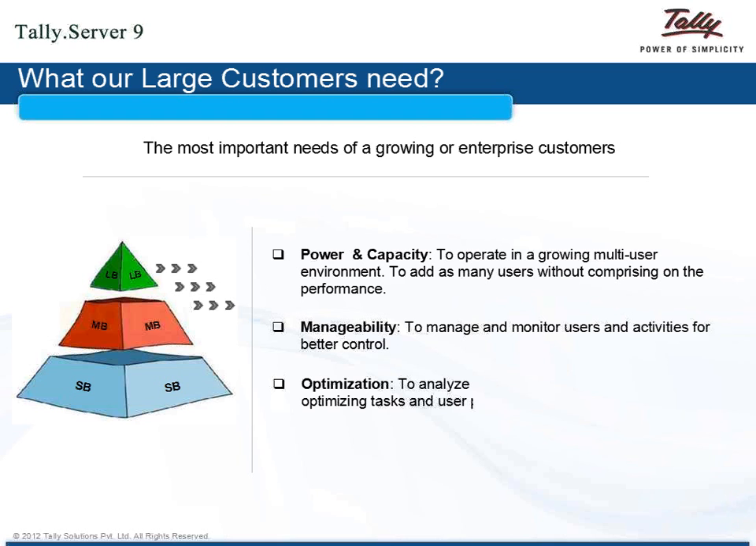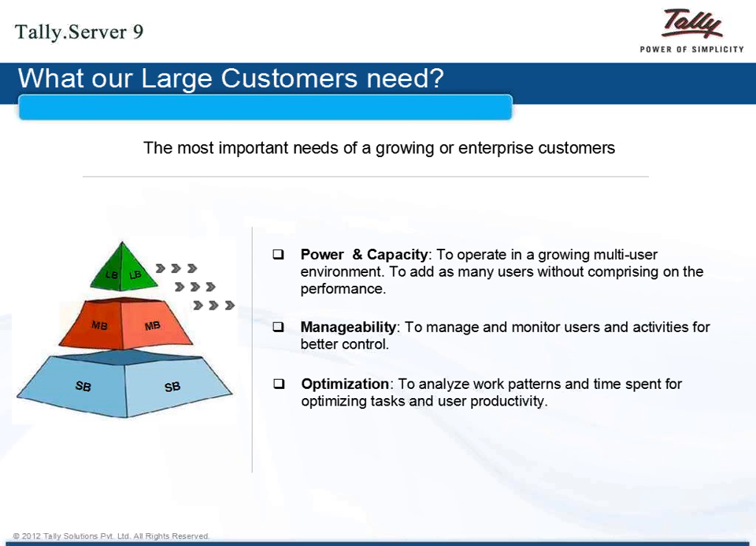And next, optimization. When we come to optimization, the large customers need to analyze work patterns and time spent for optimizing tasks and user productivity. The larger customers want to know how occupied the employees or users are. So in Tally Server 9, we have a monitoring tool which helps the manager to know how the users are occupied in their work patterns and the time spent for optimizing tasks and user productivity.